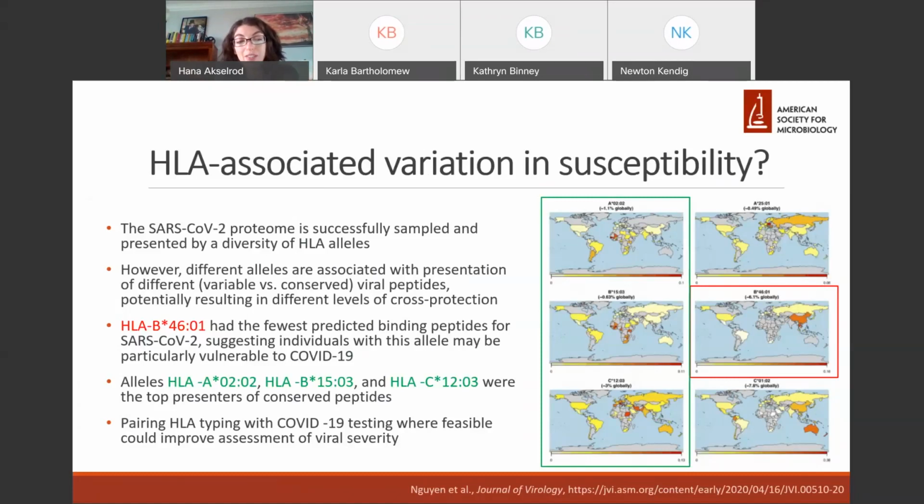If you have HLA B4601, people with that allele tend to present fewer of the peptides for the virus and may be limited in their ability to form a lasting immune response to it. People with the alleles outlined in green, on the other hand, tend to preserve and present highly conserved portions of the virus for immune recognition and might stand a stronger chance of forming a lasting immunity.